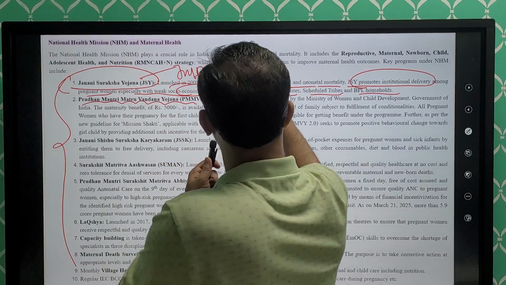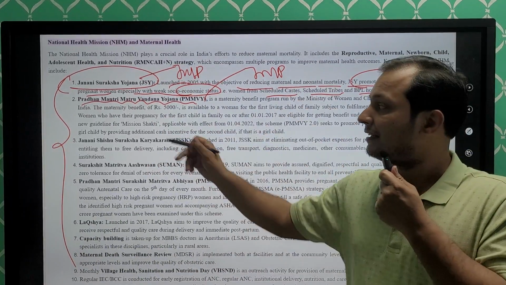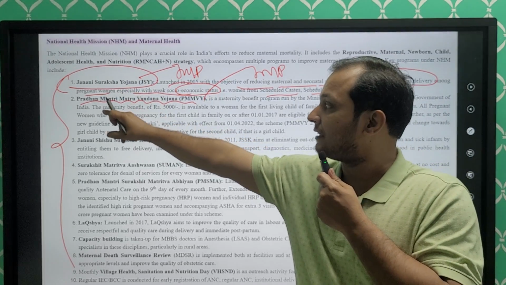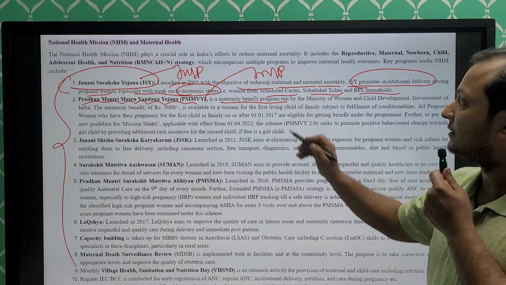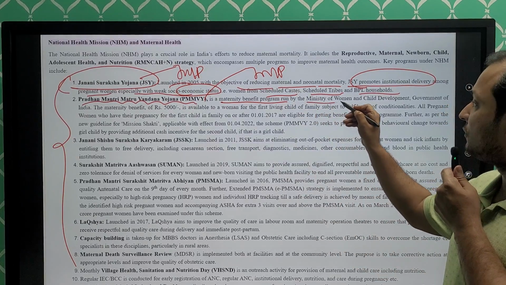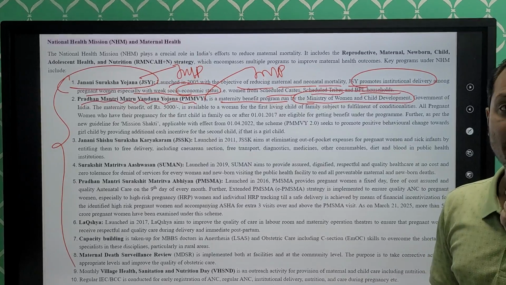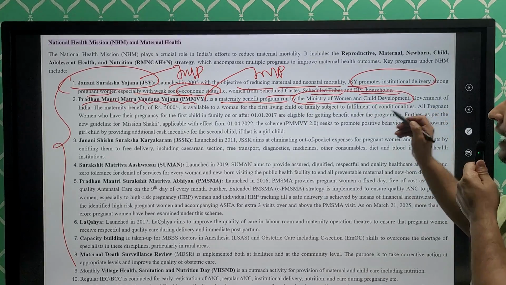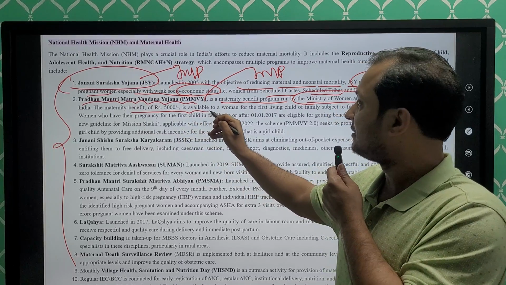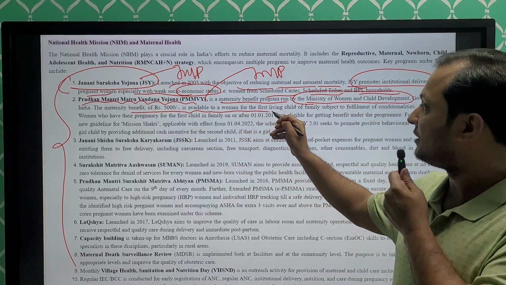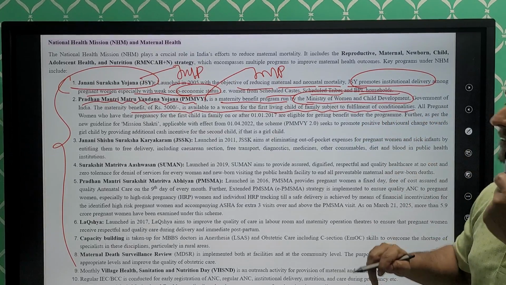I think this is the most important scheme. If they will ask anything on this theme again, they will ask this scheme, Pradhan Mantri Matru Vandana Yojana. It is a maternity benefit program run by Ministry of Women and Child Development. This is very important. It is run by Ministry of Women and Child Development, and the benefit is 5,000 rupees. 5,000 rupees available to women for the first living child of the family, subject to fulfillment of conditionalities.